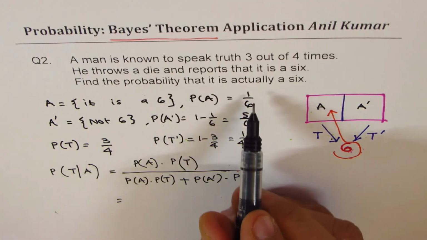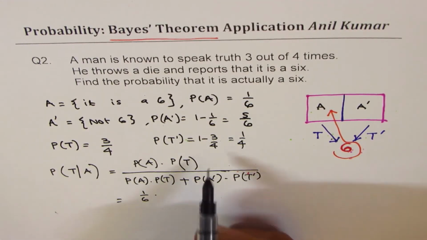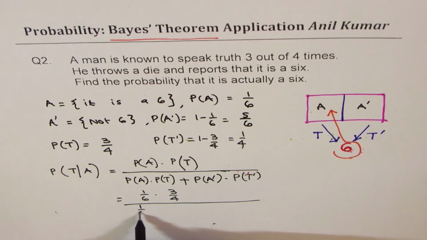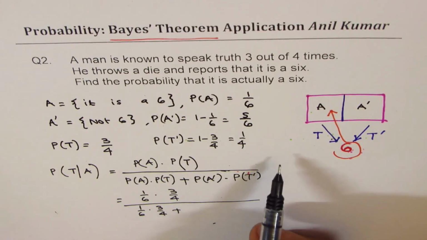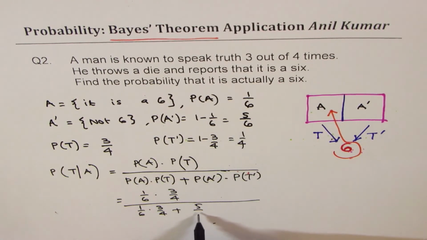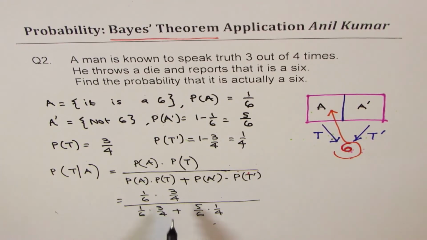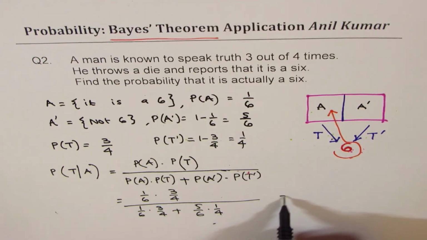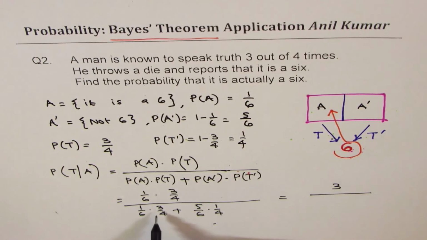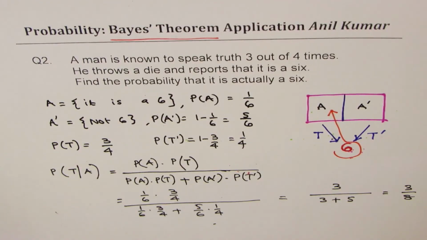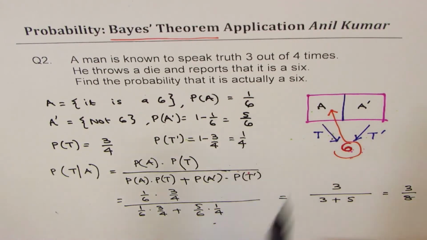Now, the probability of A is 1 over 6. So we can write this as 1 over 6 times the probability of truth, which is 3 over 4, divided by 1 over 6 times 3 over 4 plus not A, which is 5 over 6, times not truth, false, 1 over 4. Okay. So in this case, 6 times 4 will cancel out. So you get 3 in the numerator and you get 3 plus 5 in the denominator, and the result is 3 over 8. So the probability that it is actually a 6 is 3 out of 8. Is that clear? So that is how we could actually solve this question.